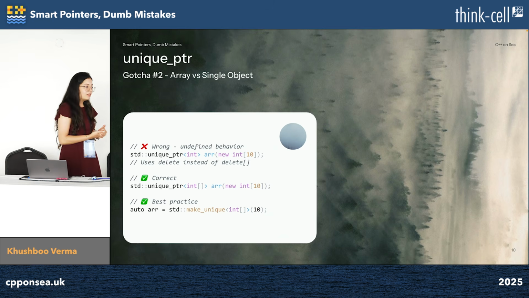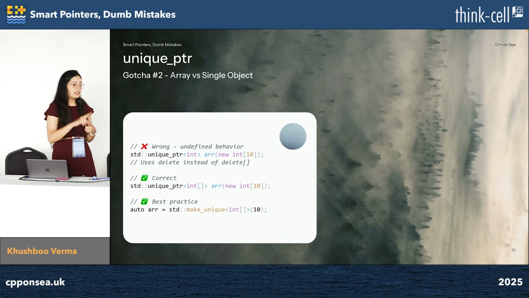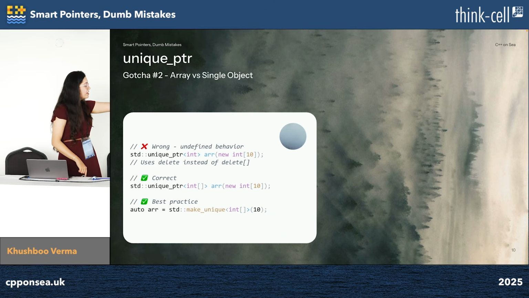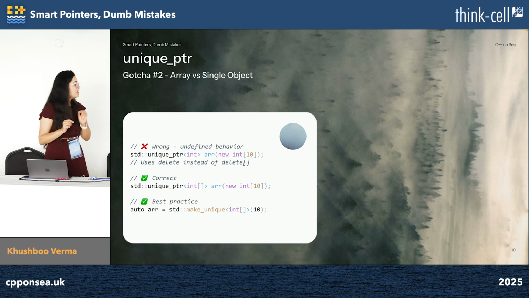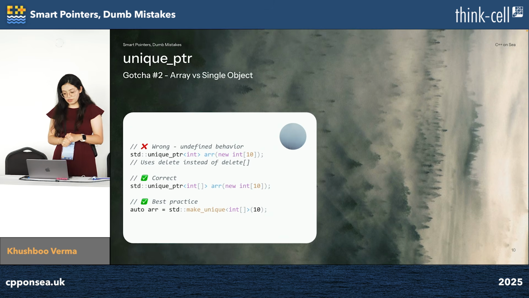So what would be a better way to write the same code? What we can do is initialize it. If I'm doing an array inside it, then I need to pass array here as well. So in the unique pointer, I need to do int and then array. Otherwise, I can obviously use make unique, and that's going to take care of it for me.